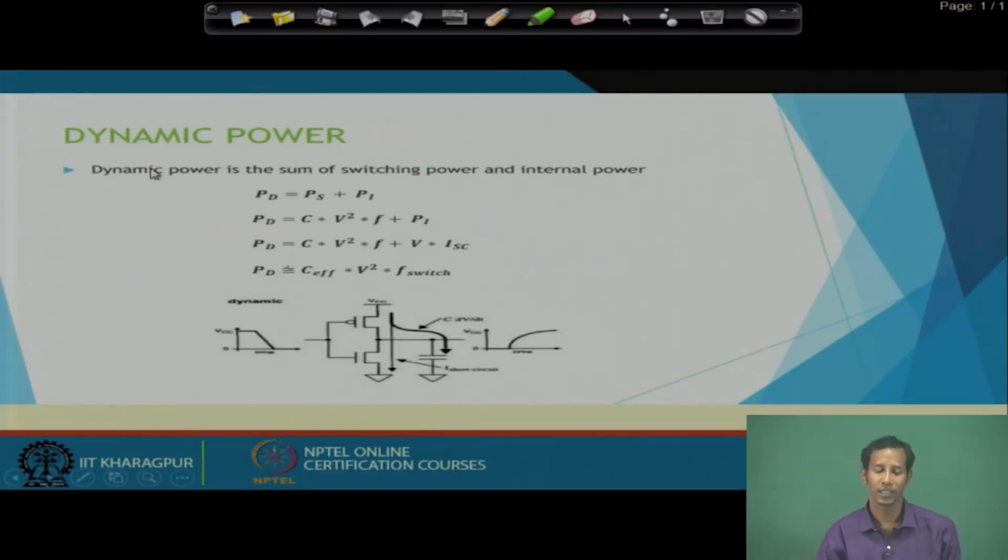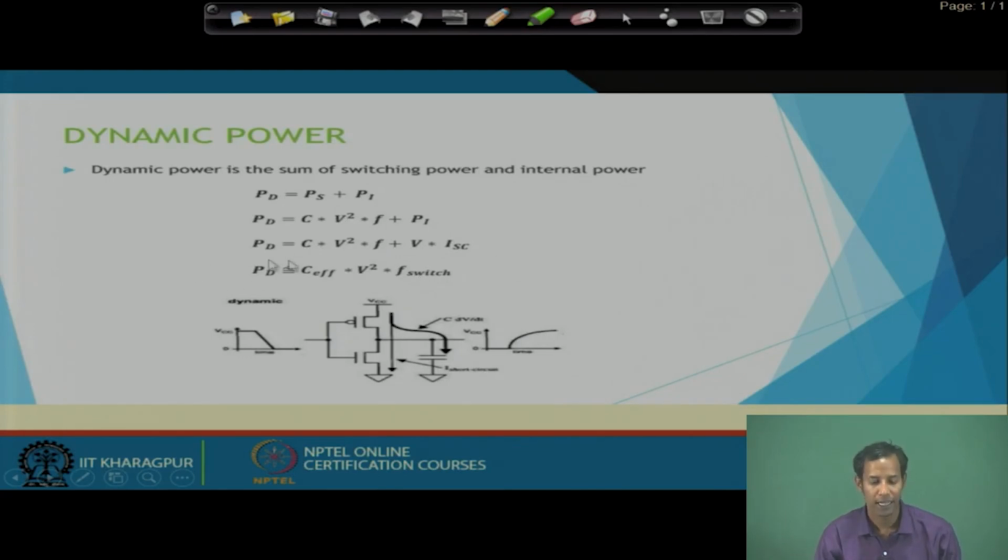As we have already discussed, dynamic power is the sum of the switching power and the internal power. If I write that in equation form, then P d, the dynamic power consumption, will be P s, the switching power, plus P I, the internal power. The switching power is C V square F, and P I is V into I S C, where I S C is the short circuit current. So, the total power will be C effective into voltage square into F switching.